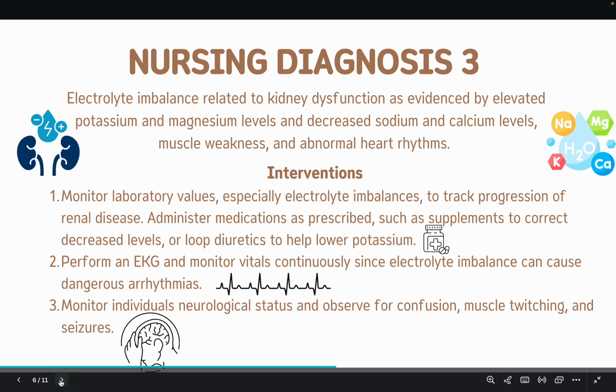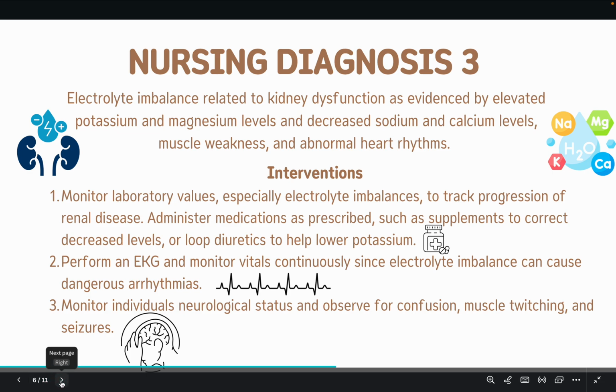The third and final nursing diagnosis I've included is electrolyte imbalance related to kidney dysfunction, as evidenced by elevated potassium and magnesium levels and decreased sodium and calcium levels, muscle weakness, and abnormal heart rhythms. Three priority interventions for this nursing diagnosis will be to monitor lab values, especially electrolytes, to track progression of renal disease, and administer medications as prescribed, such as a supplement to correct decreased levels or loop diuretics to help lower potassium, since hyperkalemia is common.